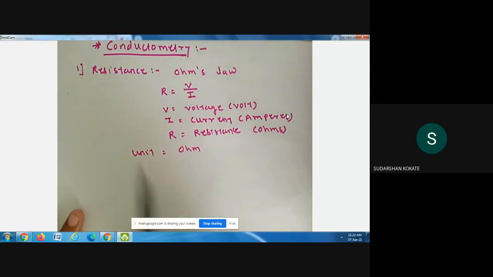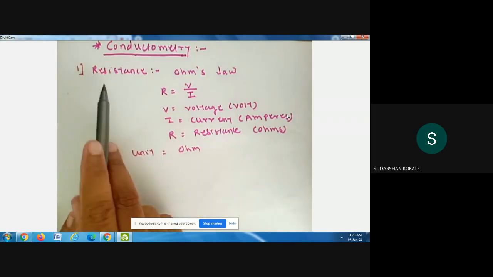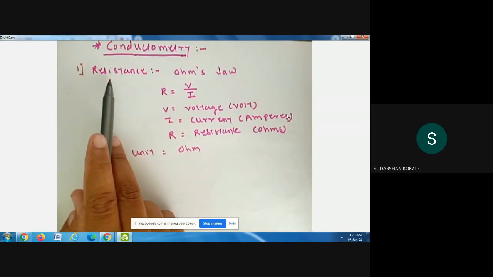I will again repeat. Our point is conductometry. What is conductometry? Conductometry is an electroanalytical technique. It measures electrical conductance as a function of concentration, which is known as conductometry. Then different terminologies are involved.